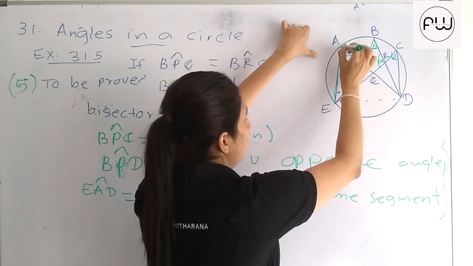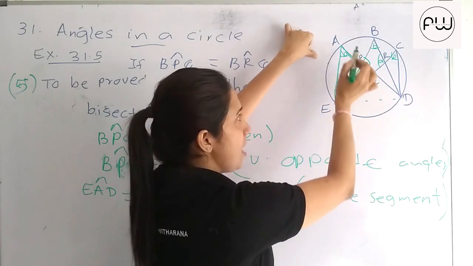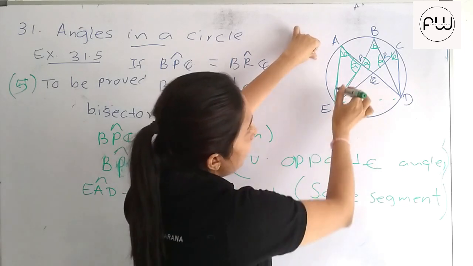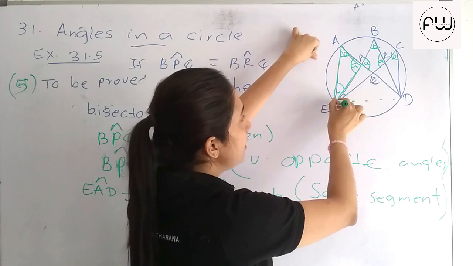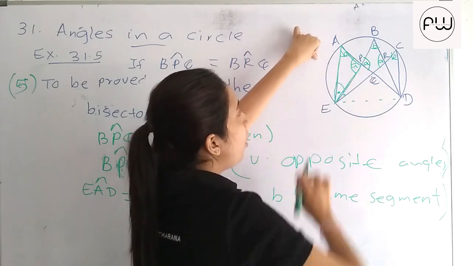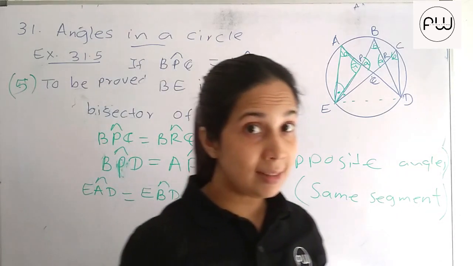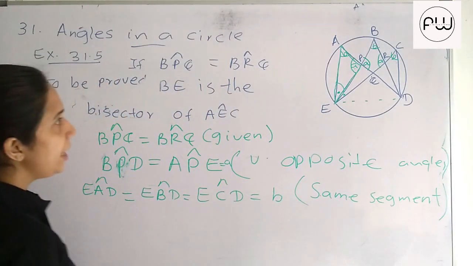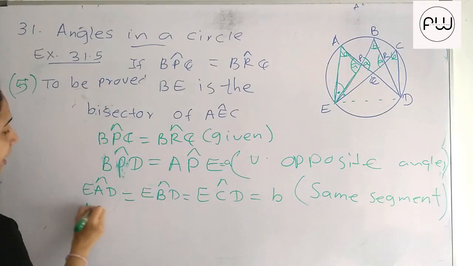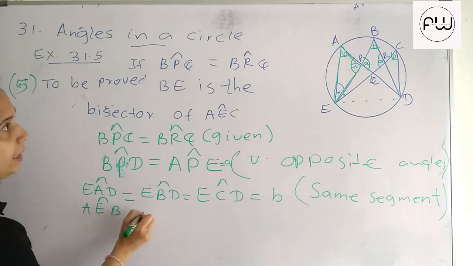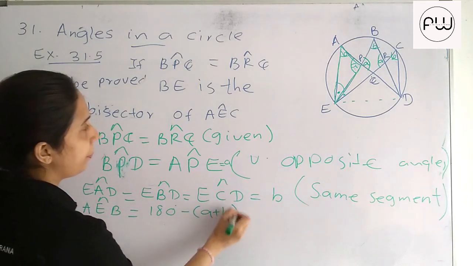Now clearly see this one. Here we can see a triangle. We know this angle is B and this angle is A. If we want to find the magnitude of this angle, we can subtract A and B from 180 degrees, because the sum of the interior angles of a triangle is 180 degrees. Then we can write angle AEB equals 180 degrees minus (A plus B).